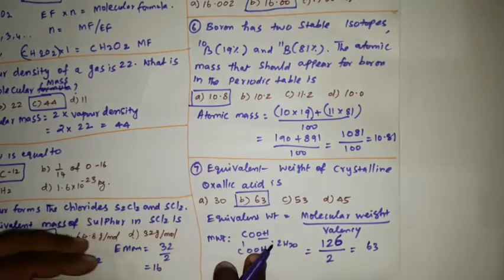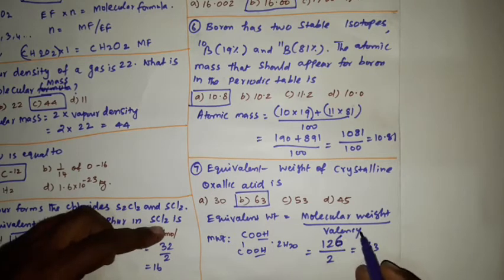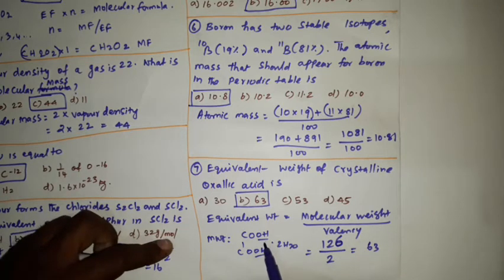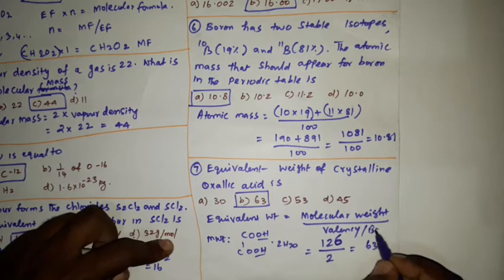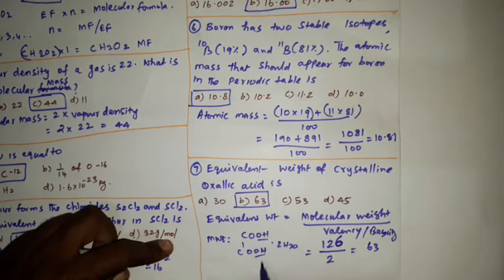So equivalent weight equals molecular weight divided by valency; instead of valency here you have to use the basicity. The basicity of this oxalic acid is 2 because 2 OH groups are there. So ionizable 2 OH groups, so we can say 2. So the answer will be 63. This 126 you calculate from all the atoms' molecular mass, you will get the answer.